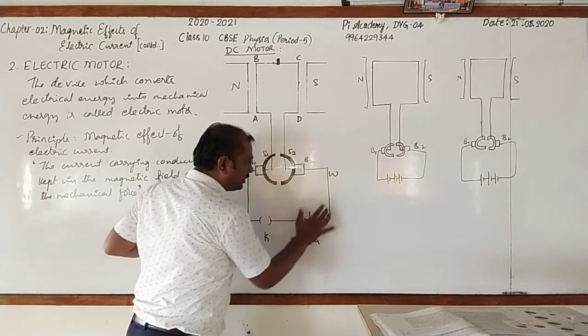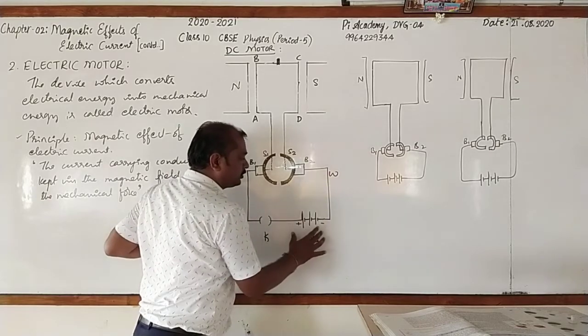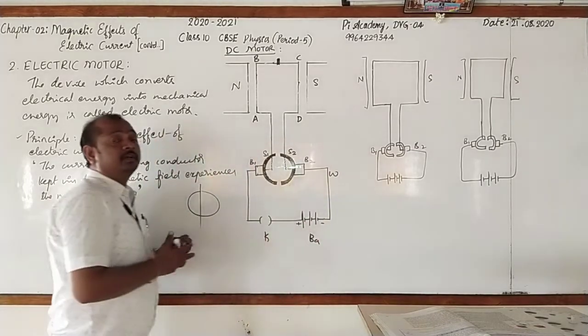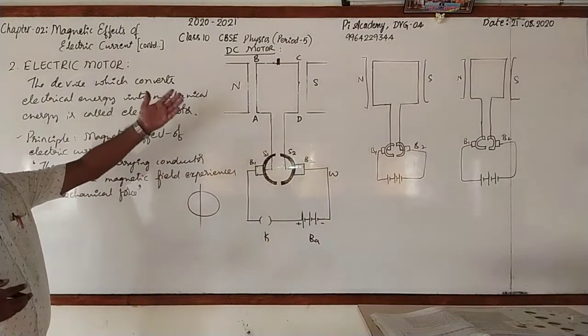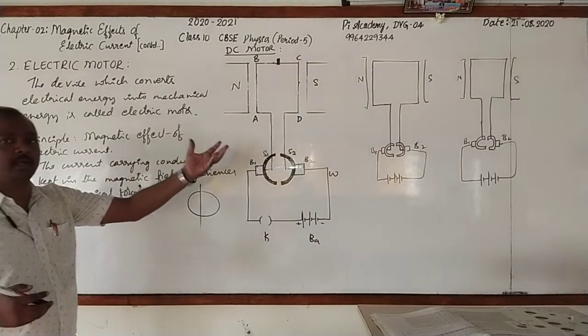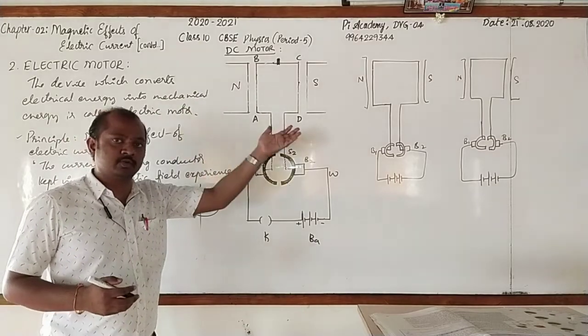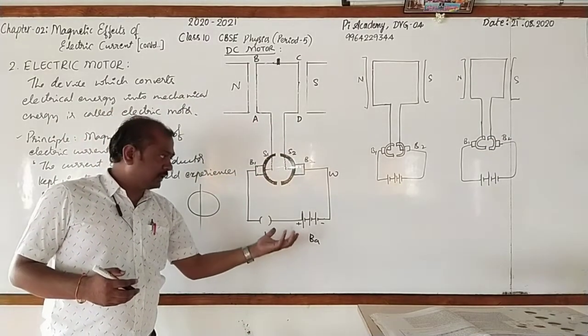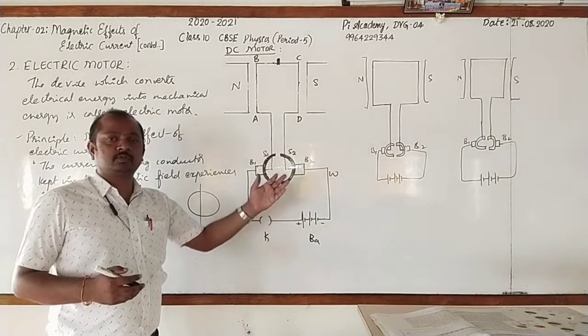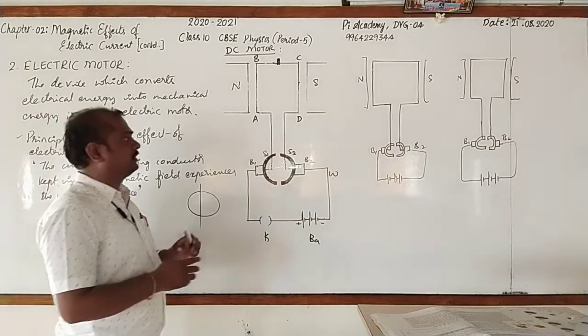Here brushes are connected to terminals of a battery because here electrical energy is to be converted into mechanical energy. Current is required. In dynamo, current was produced. Here current is used to convert this into mechanical energy.